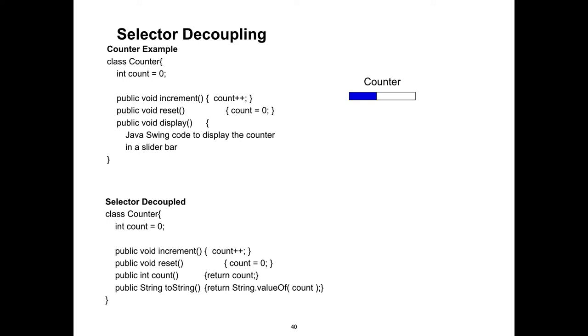Right. So, an example: you want to display some sort of progress bar, and rather than having the Java code to display the bar inside the counter, we just return count. There's an accessor, or selector, which gives us the value we need to put in the display.